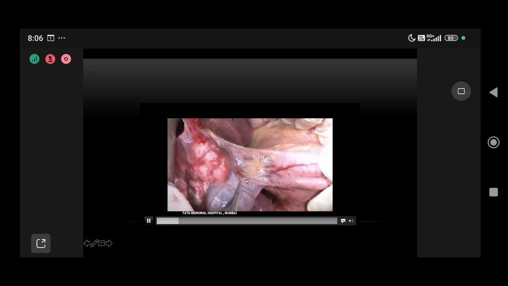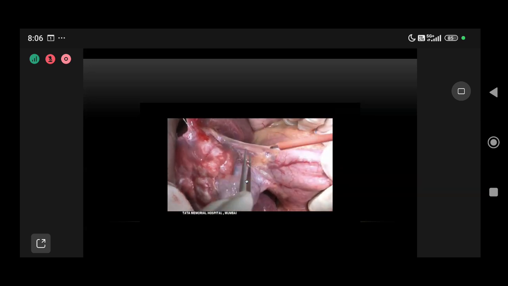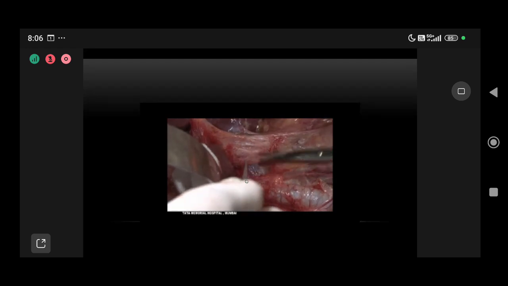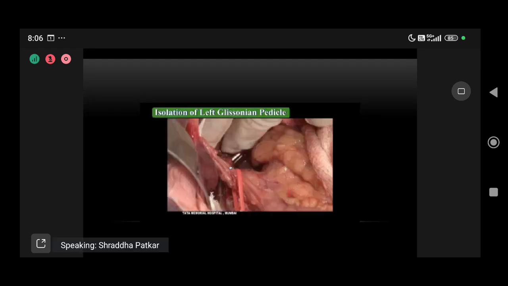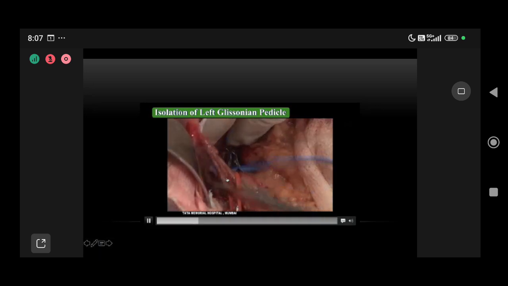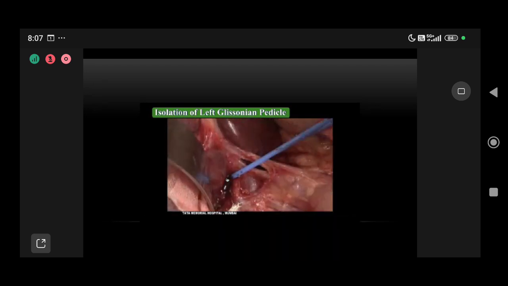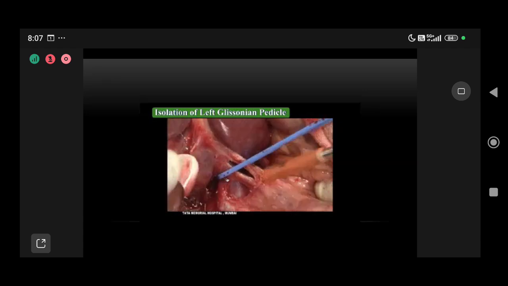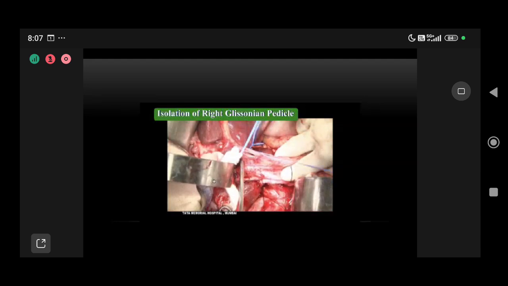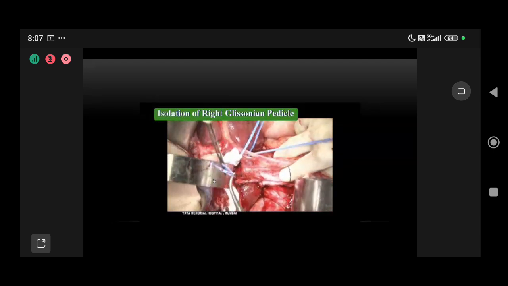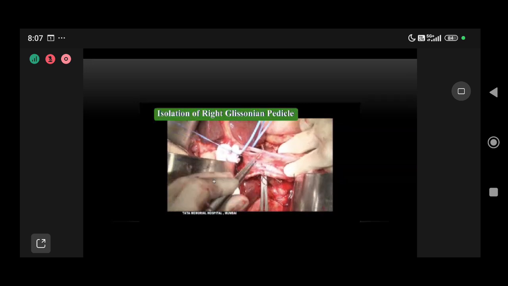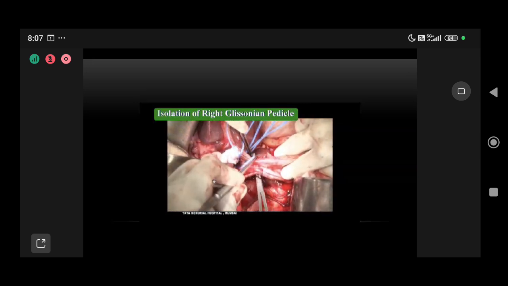This was essentially a segment 4B5 lesion where once we achieved portal control, we were able to loop both the pedicles. This is the left. The left is slightly easier to loop because the left hepatic duct has a little longer extrahepatic course. The right may not always be easy, but you can switch tapes as we have done in this and take control on the left, on the right Glisonian pedicle as well.